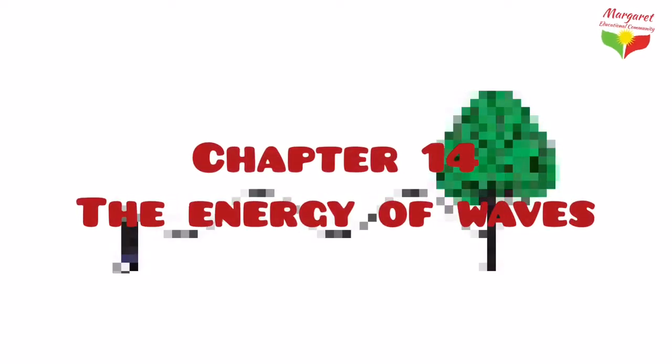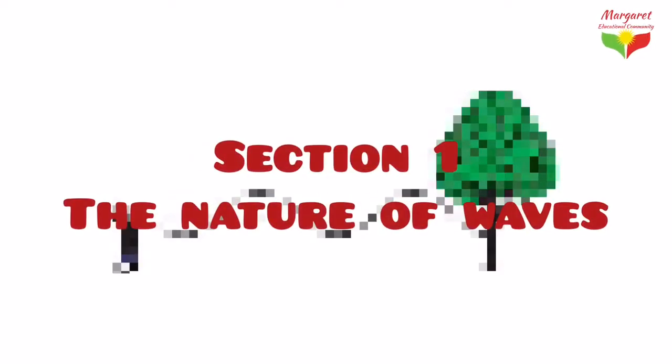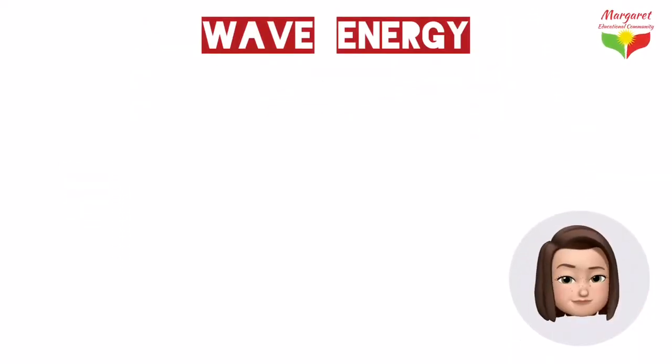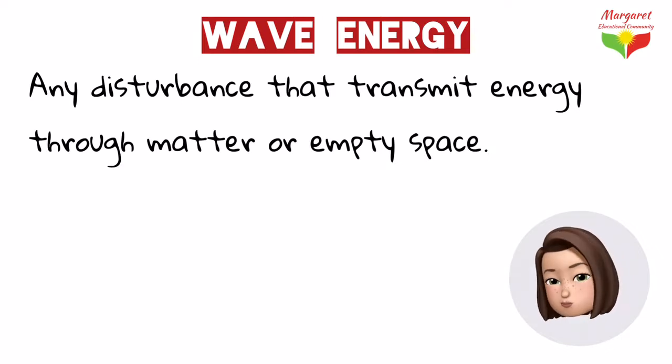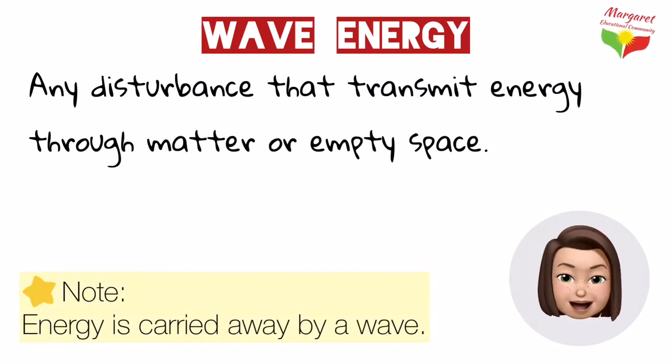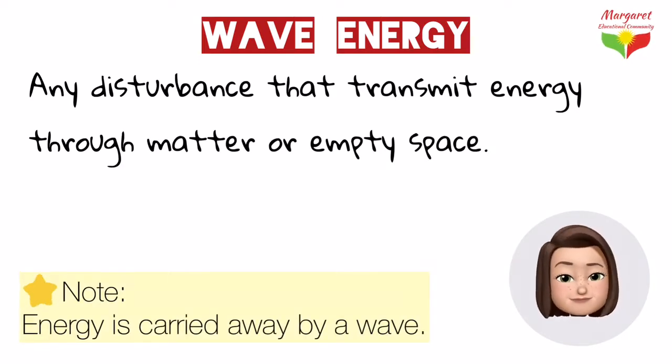Chapter 14, Section 1, The Nature of Waves. First of all, what is a wave? A wave is any disturbance that transmits energy through matter or empty space. So basically, energy can be carried away from the source by a wave.